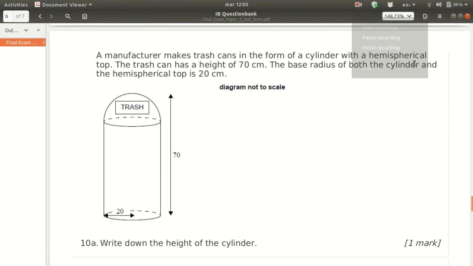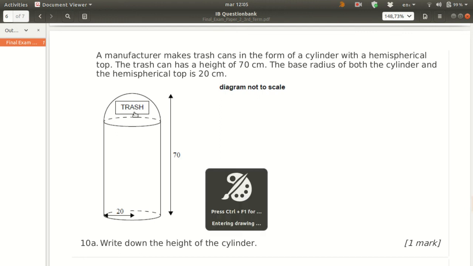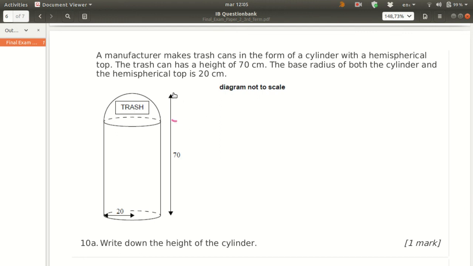All right, last question. A manufacturer makes trash cans in the form of a cylinder with a hemispherical top. The trash can has a height of 70 centimeters. The base radius of both the cylinder and the hemispherical top is 20 centimeters. Write down the height of the cylinder. So the radius is 20 centimeters, and this is half a sphere. So that means that this part is 20. So what is the height of the cylinder? It's 50.